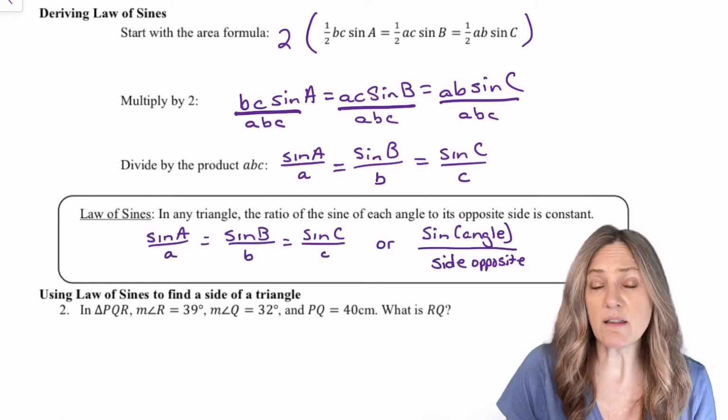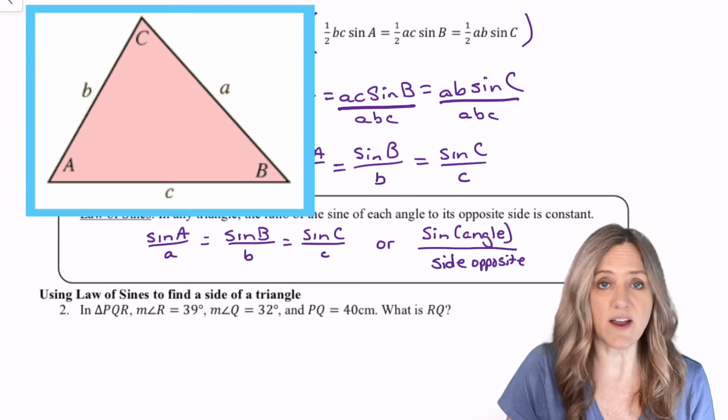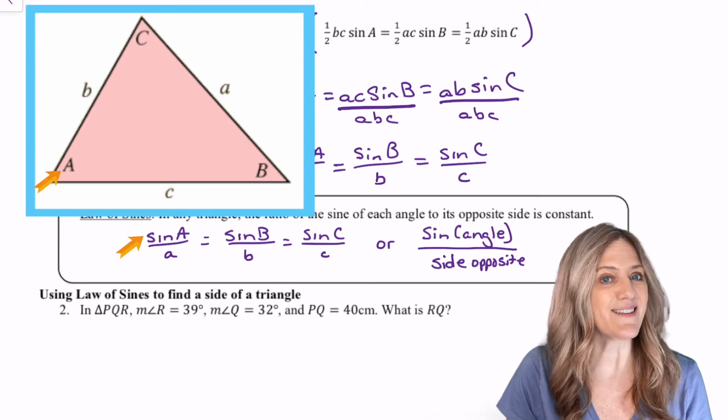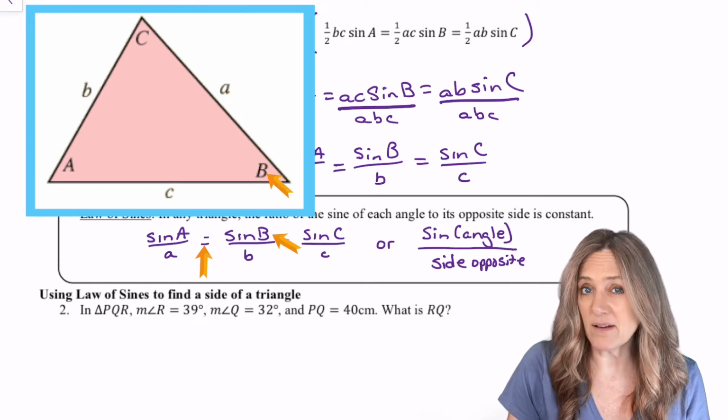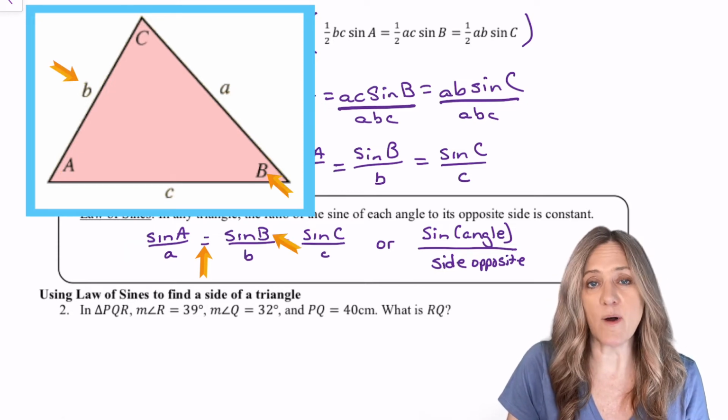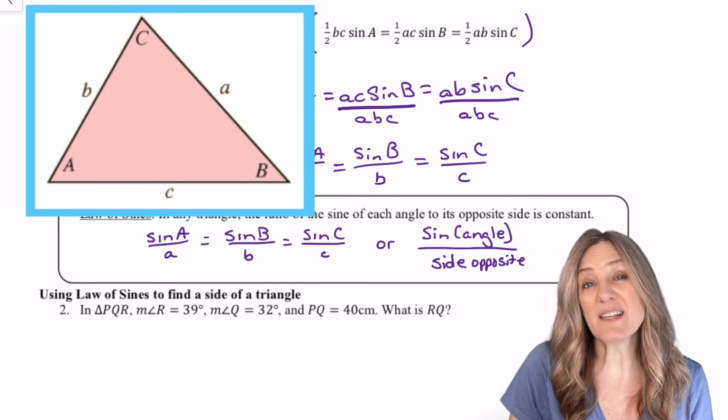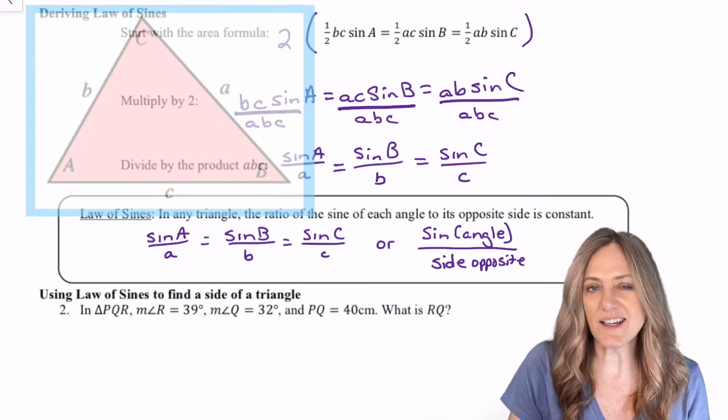So essentially, law of sines tells us that in a triangle, the sine of the angle divided by the side opposite is going to be proportional to the sine of another angle and its opposite side, and so on. This allows us to solve for missing measures within a triangle. Let's see how it works.